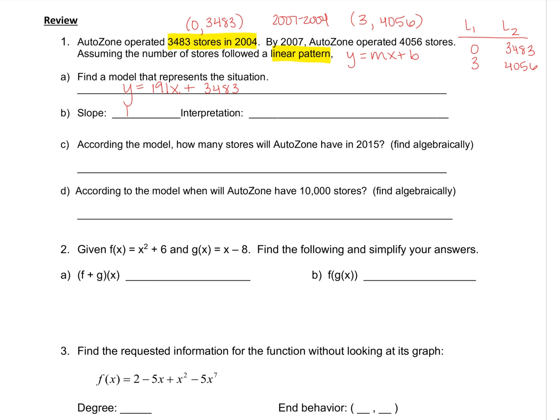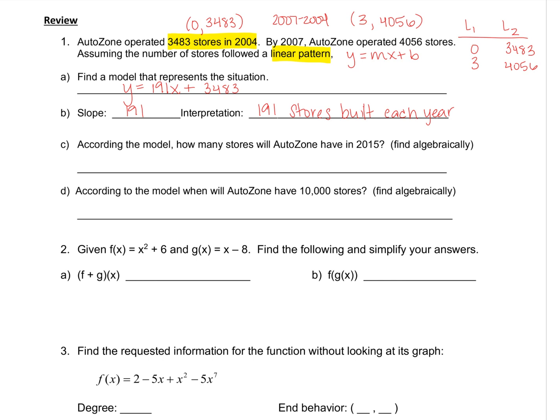So our slope is 191, and it wants to know the interpretation. Well, what does this mean? It means that AutoZone is building 191 stores each year. All right, and according to the model, how many stores will AutoZone have in 2015?